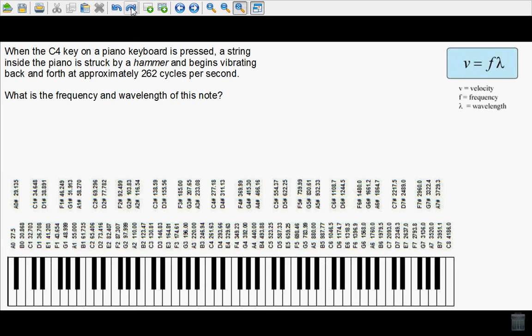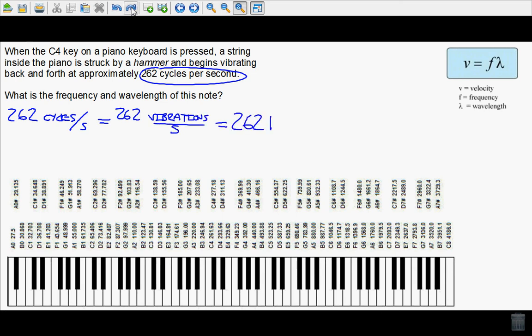Well, the frequency is actually given to us. It's 262 cycles per second. So what that means is 262 cycles per second is equivalent to 262 vibrations per second, and that is equivalent to 262 hertz, which again is just our representation of frequency. And you'll notice that this corresponds to the C4 key on a piano keyboard, which is that key. And you'll notice that C4 is about 261.63 hertz, or vibrations per second.